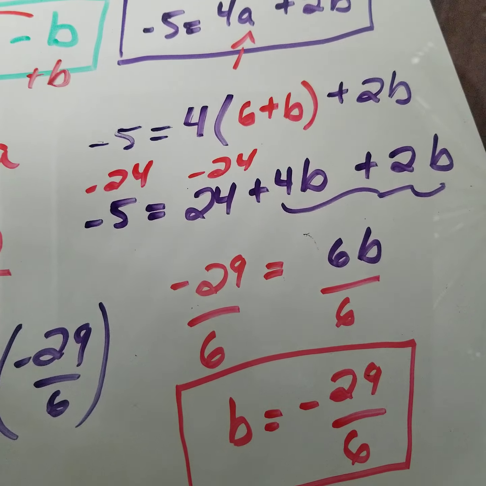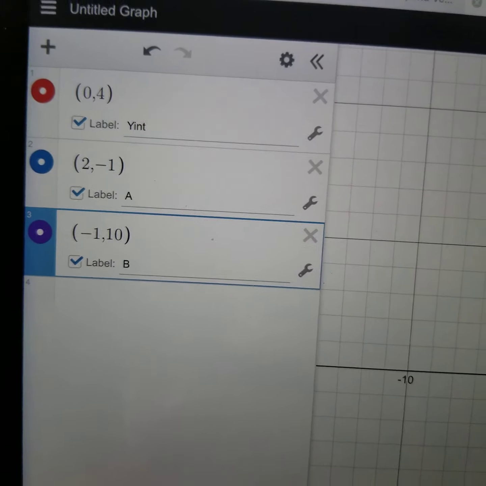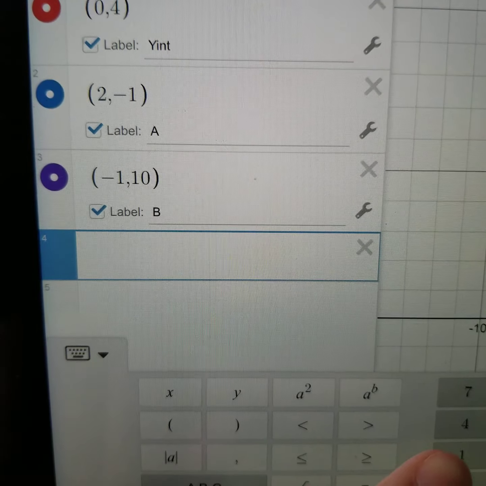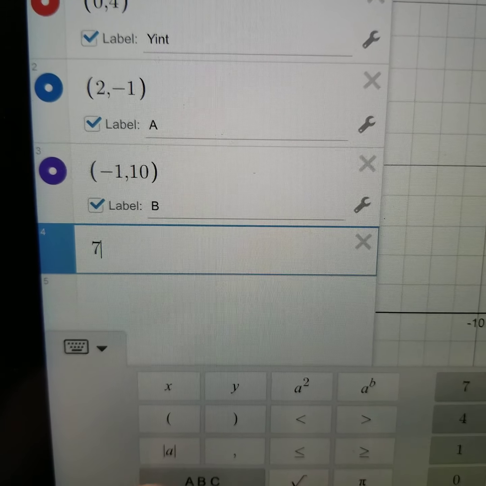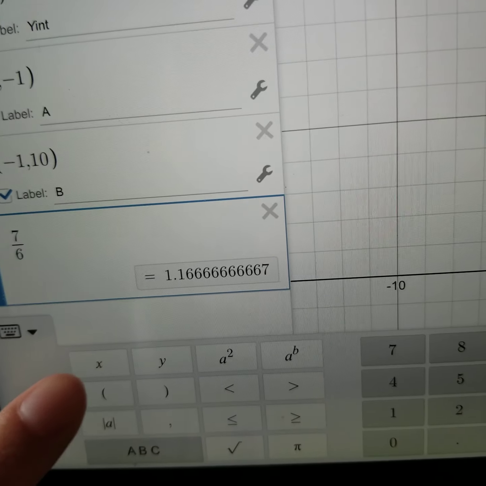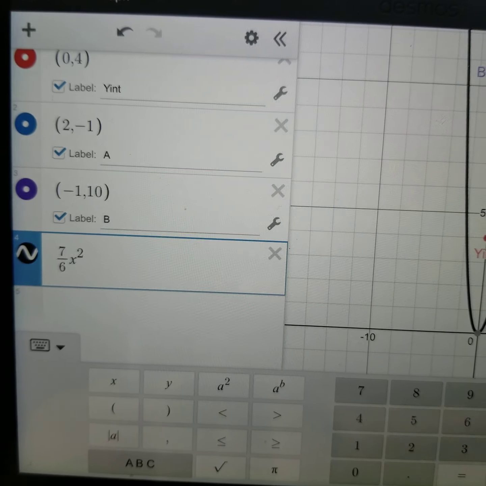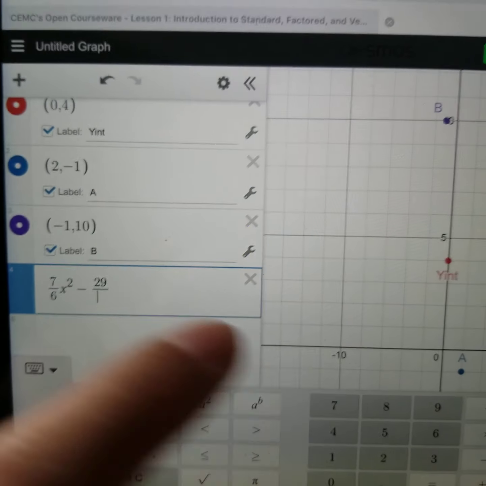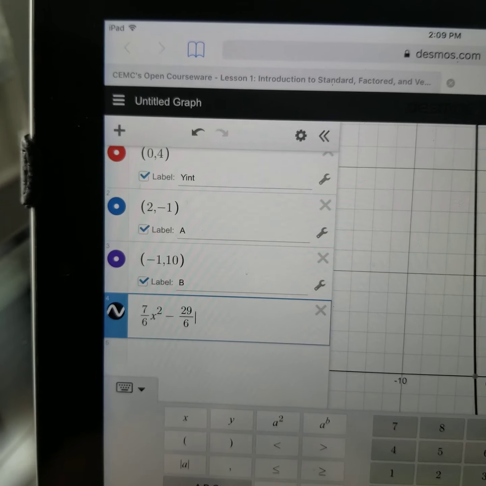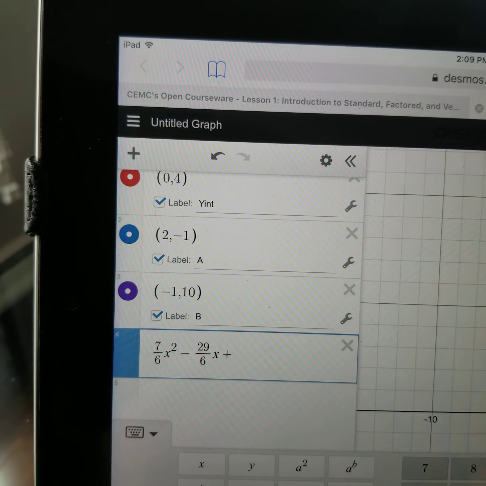So let me get our Desmos graph here. So again, these are the points that we labeled. Here they are on our graph. Let's type in our newfound equation. This is 7 over 6 x squared minus 29 over 6 x, and just switch hands, and then plus 4.